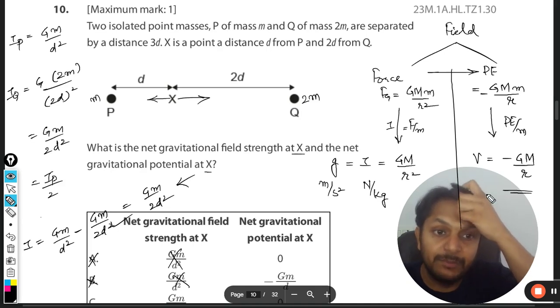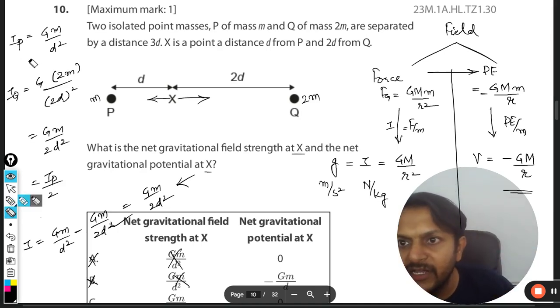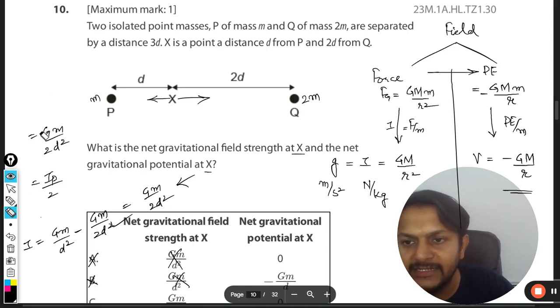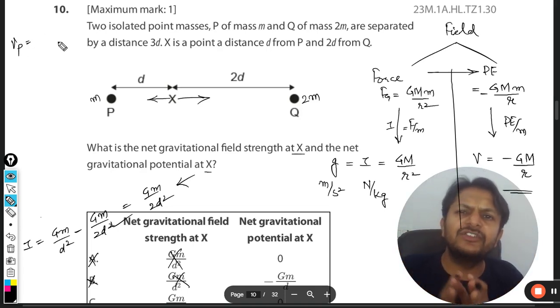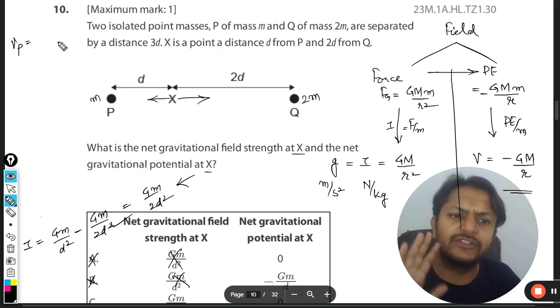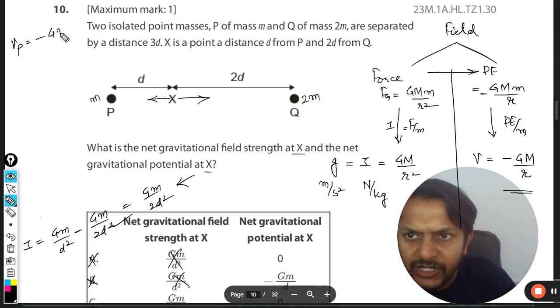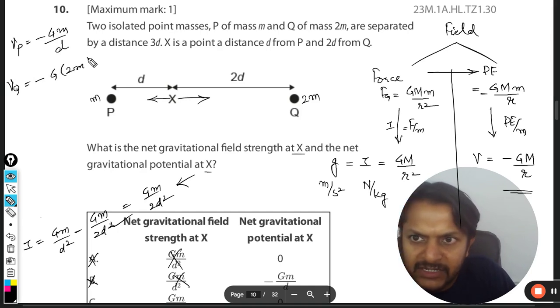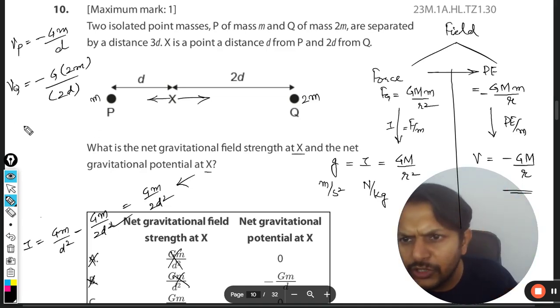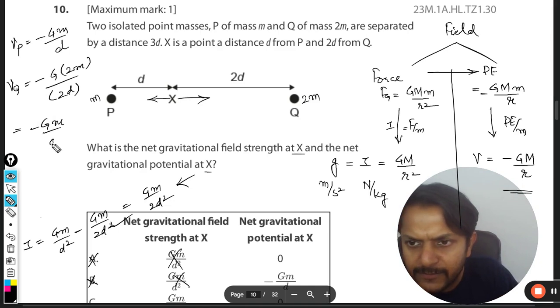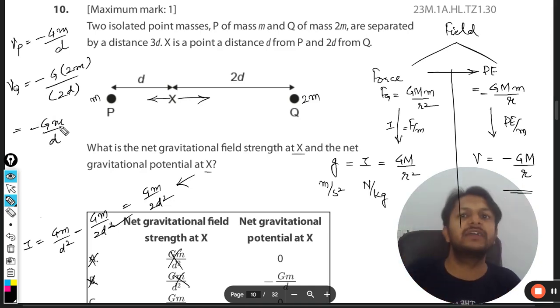Now we are going to find VP and VQ. Both of them are gravitation, so the potential is always negative, no doubt about it. VP will be negative GM divided by d. As far as Q is concerned, it will be negative G, the mass is multiplied by 2, d is also multiplied by 2, 2 and 2 get cancelled out. So we are getting the same answer: negative GM by d, negative GM by d.